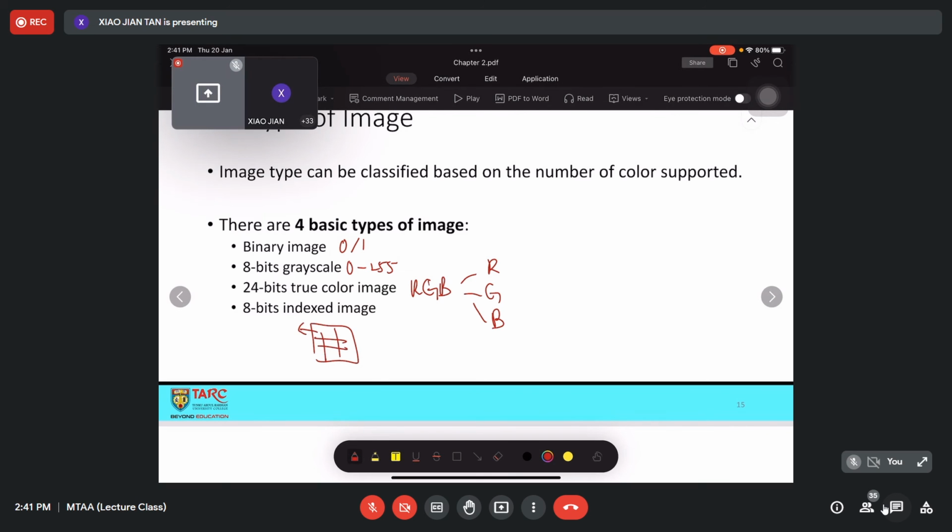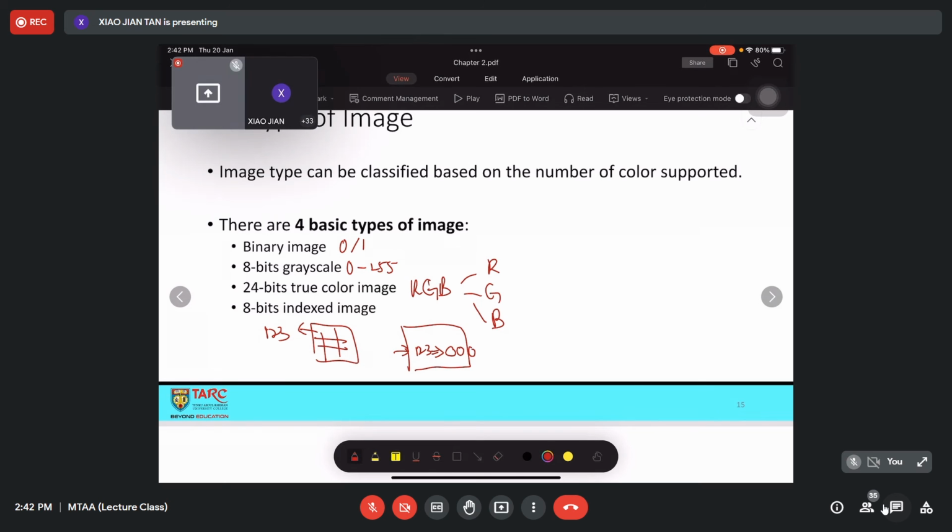For example, this code is maybe a 1 2 3. So it has another table, and you find the column 1 2 3, and it will tell you what color it is, the color code. So this is called an index image. It is a color image as well, but the way to interpret the color intensity is a bit different. So these would be the four basic types of image.